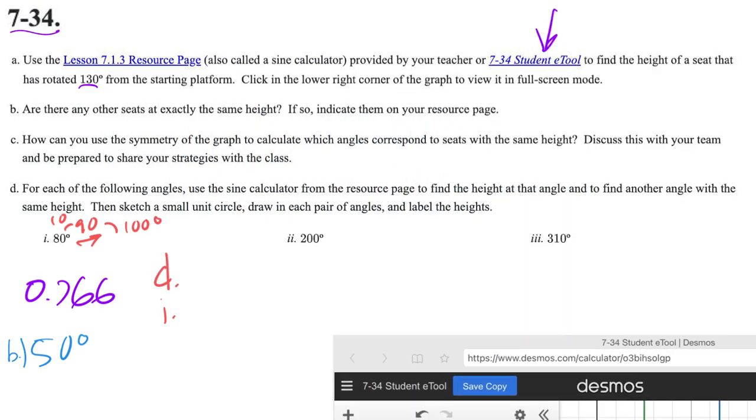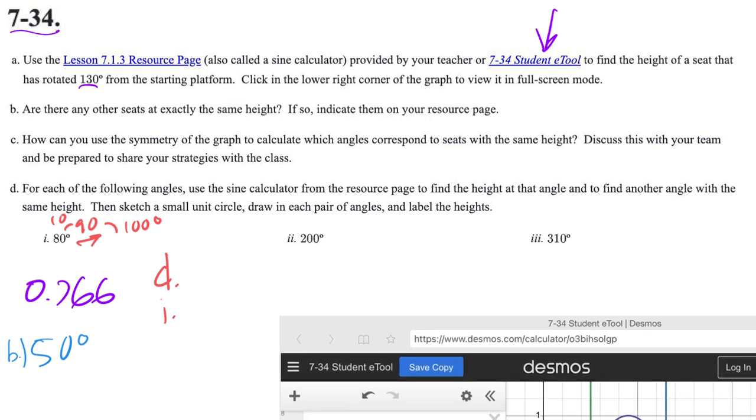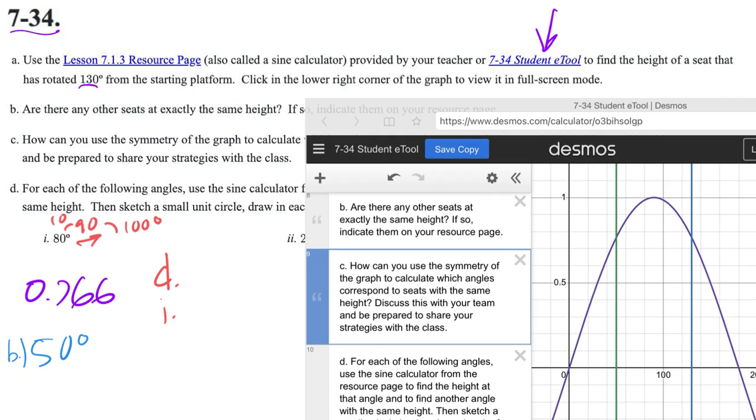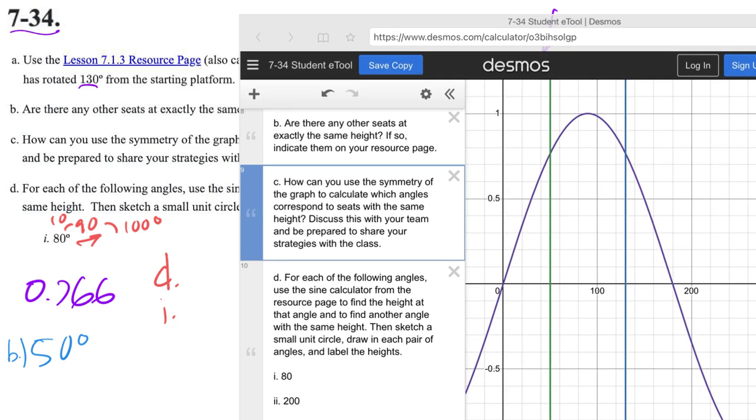stuff here, I'm supposed to use the sine to find the height of the angle, to find another angle at the same height, then sketch the small unit circle and draw the pair of angles. So the height here, I'm just going to get from my calculator. So that's 0.984, we'll call it 0.984. I probably should round that to be 0.985, but it doesn't really matter too much there.